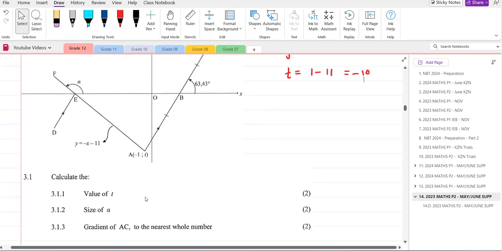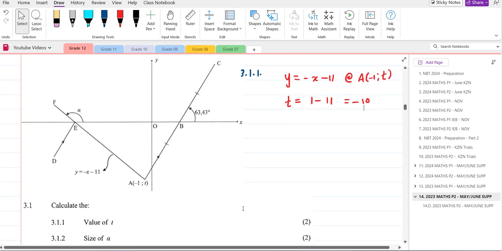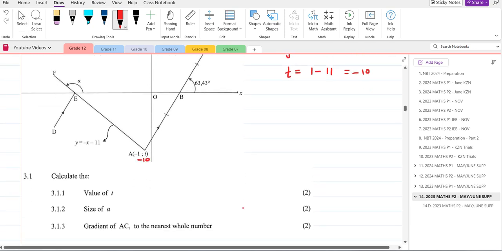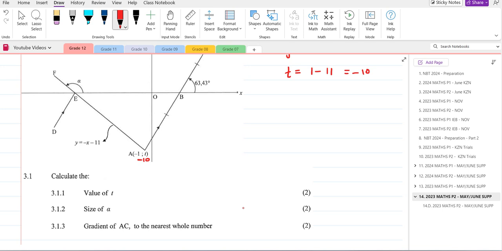Next one, let's calculate the size of alpha. Remember, t is -10, so we're going to put that down. Can the value of t be -10? Yes, because now this line carries on down. -11 is the y-intercept, so it's correct. The size of alpha.